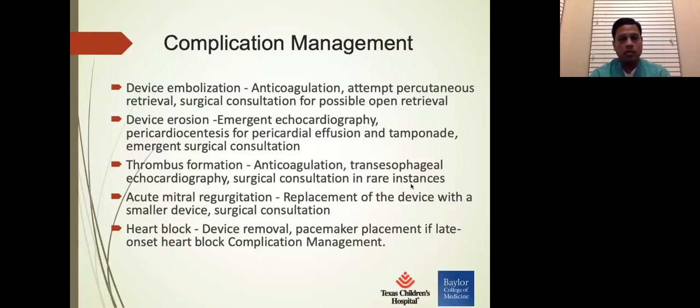If you have heart block, if it is transient, sometimes using steroids for 24 to 48 hours can help. If the heart block is not transient, if it is persistent after 1 or 2 days, then either device removal with surgical closure or pacemaker placement would be another option if the patient is a poor candidate for surgery.